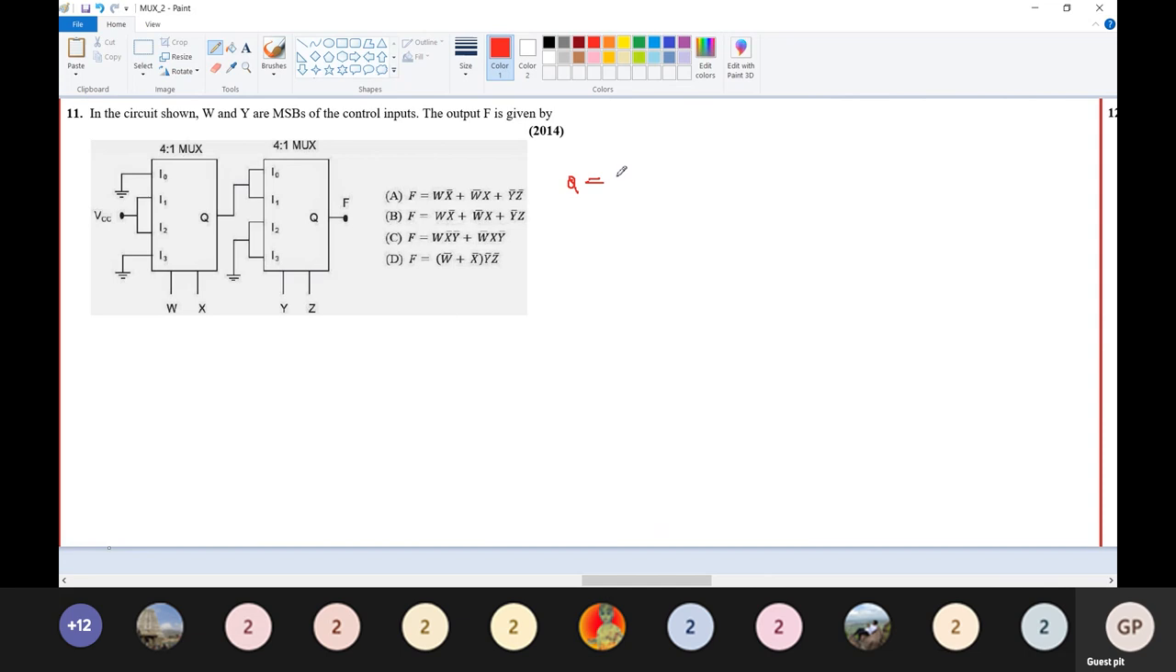Q is equal to W dash X dash into I0. This is the general expression. Plus W dash X into I1, plus W X dash into I2, plus W X into I3. Now we'll write the corresponding input values. W dash X dash into what is the value of I0? We'll write this in the last.